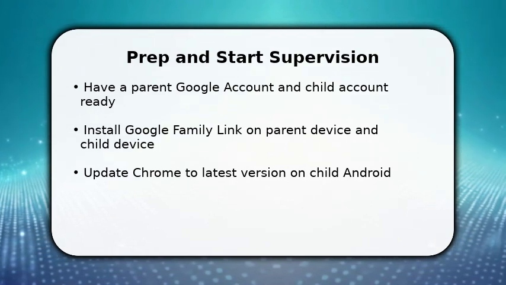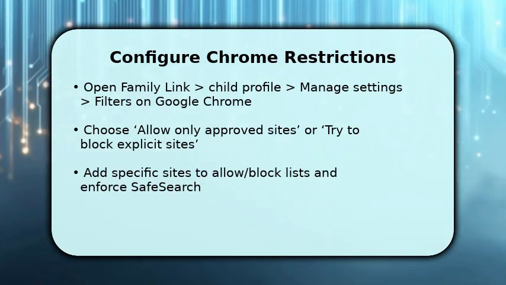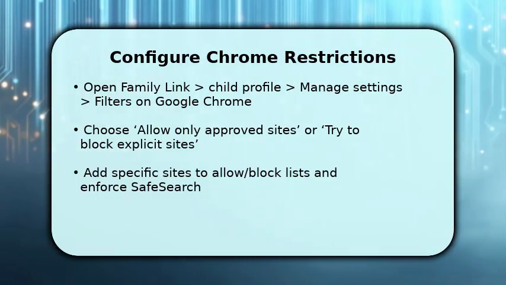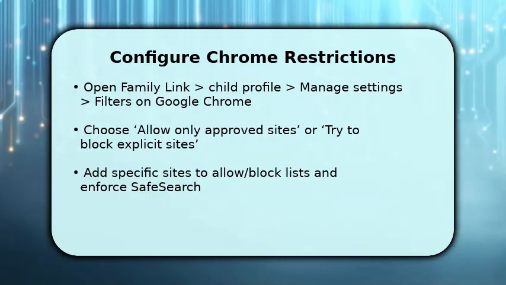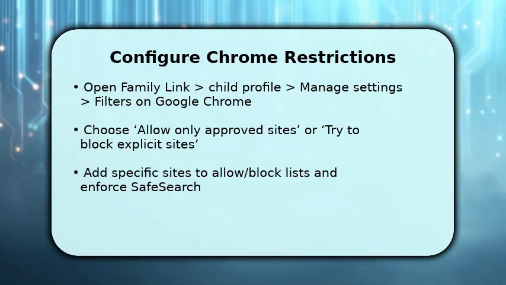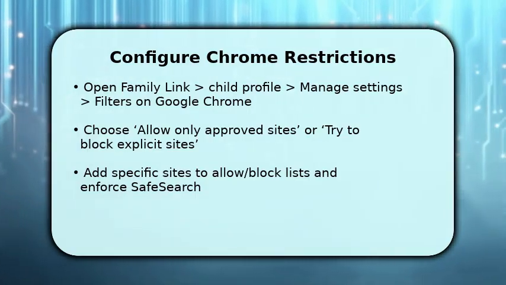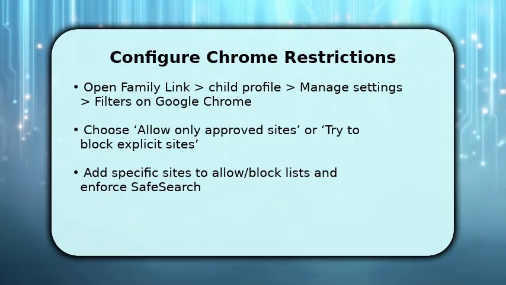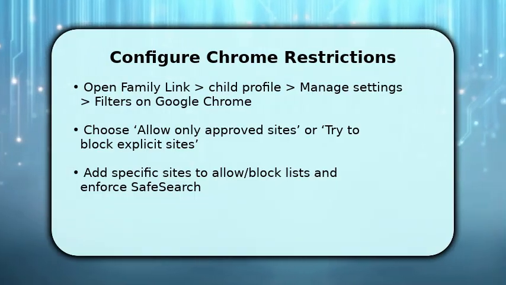Next, configure the detailed Chrome filters. In Family Link, tap the child profile, choose Manage Settings, then Filters on Google Chrome. Select either allow only approved sites for strict control or try to block explicit sites for broader filtering. Add individual URLs to allow or block lists so essential sites remain accessible. Enable Safe Search to filter search results automatically. These settings explain how content is filtered and why specific sites might still appear if they bypass categorization.